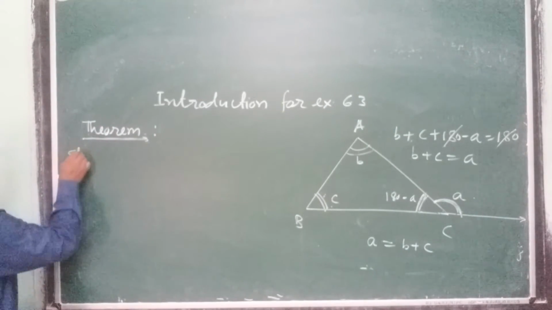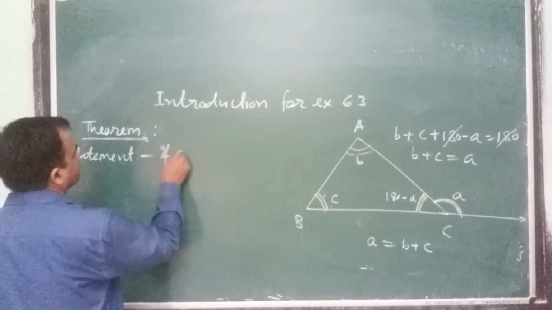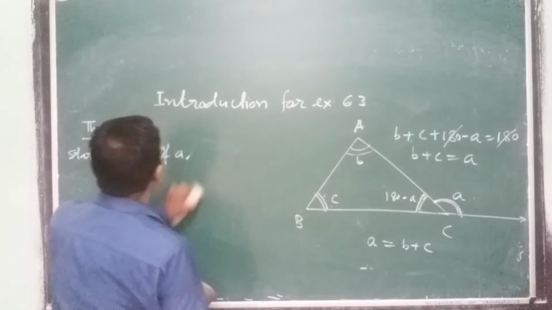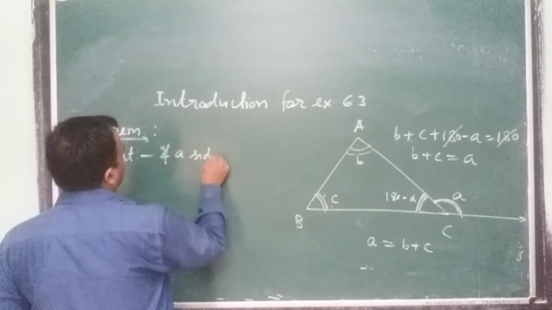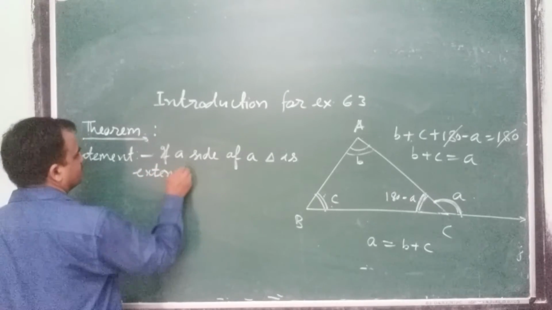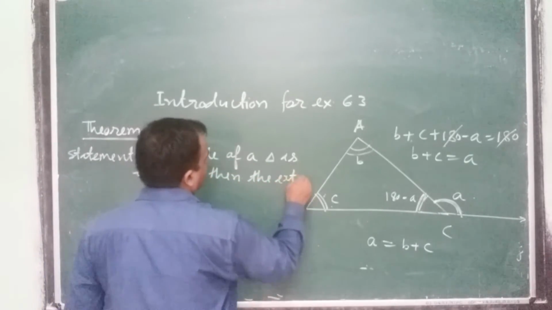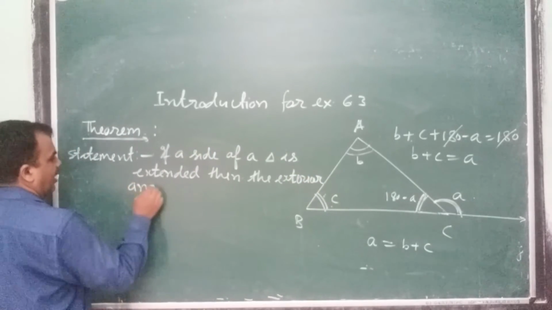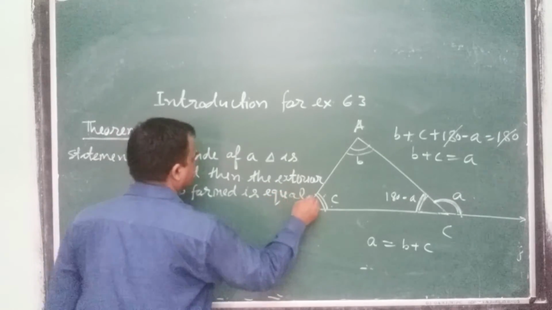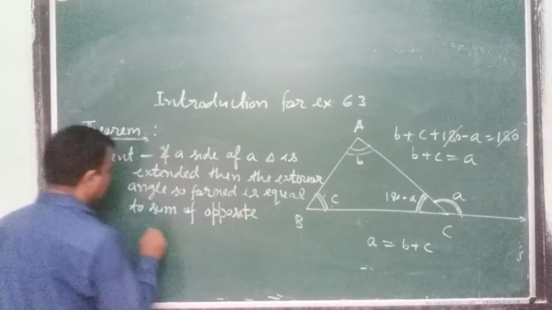First of all, the statement. If a side of a triangle is extended, then the exterior angle so formed is equal to the sum of opposite interior angles.